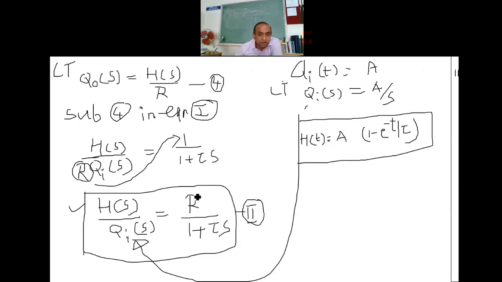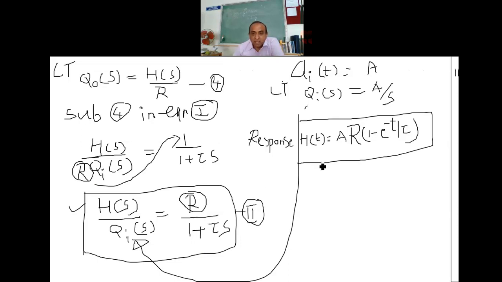But remember here, in the numerator, you are having R. That's a constant resistance. So your final response equation, I have to write it with R here. That's it. So this is my final response equation.